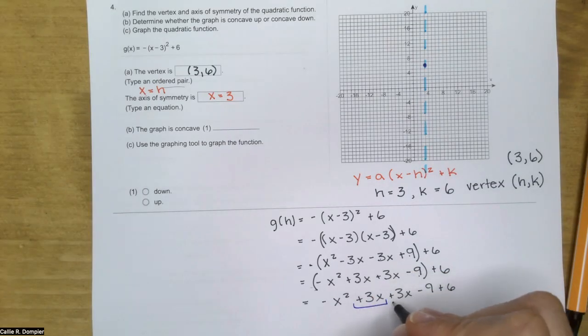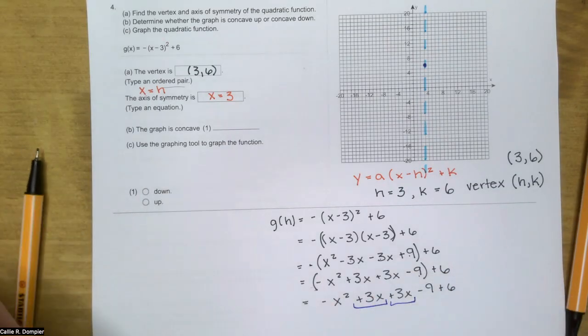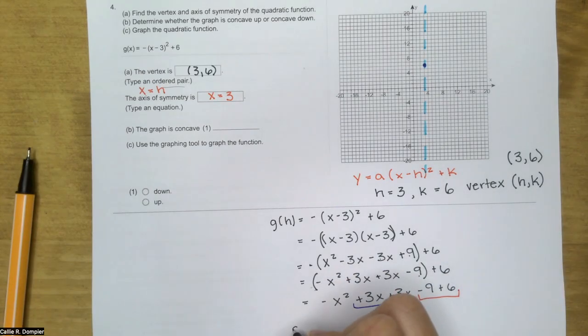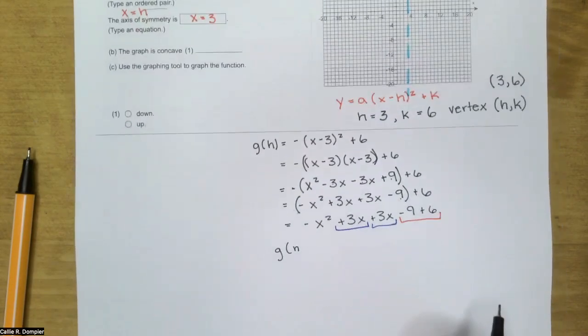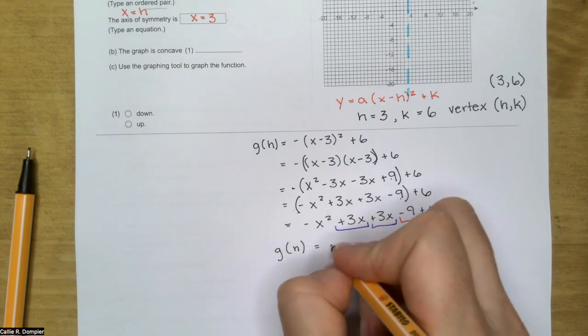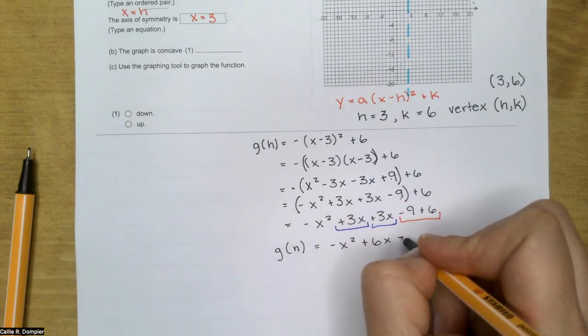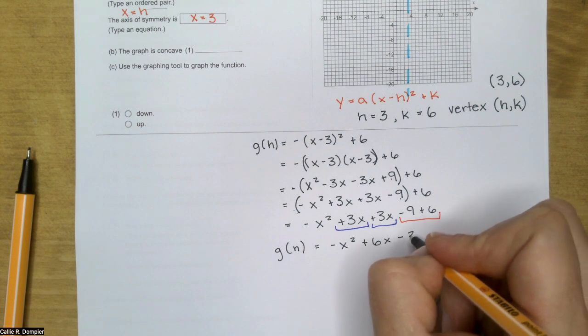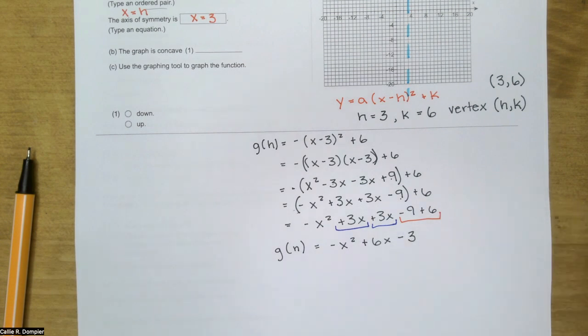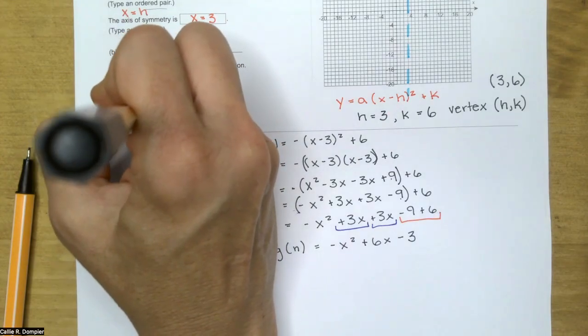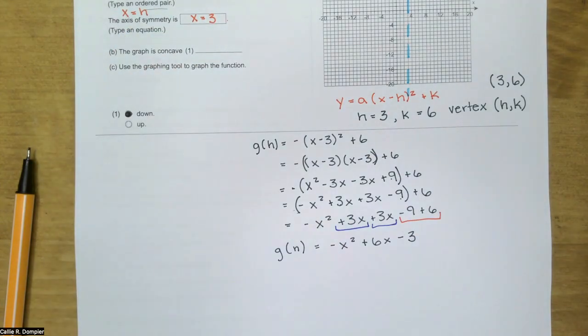Negative x squared plus 3x minus 9 plus 6. Combine these and combine these, and I get g of x is equal to negative x squared plus 6x minus 3, right? That is concave down. It is going down. Good. And then we need to graph the function.